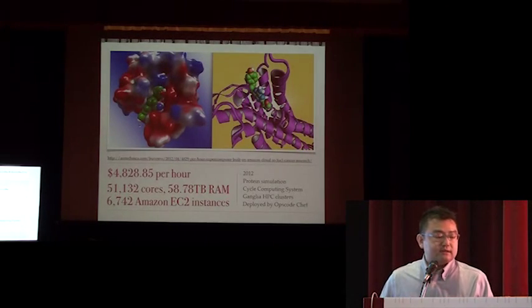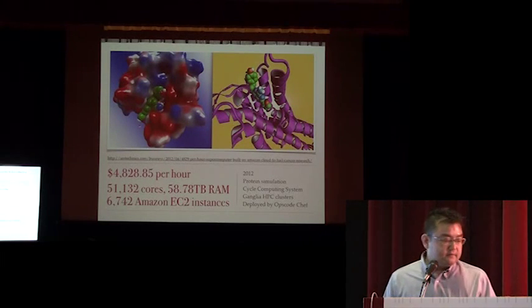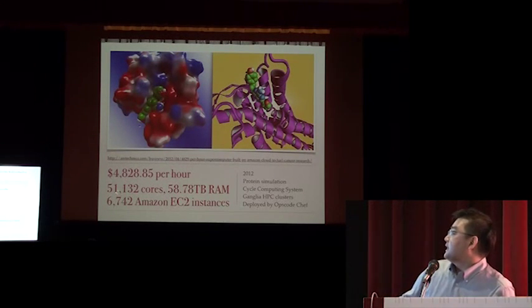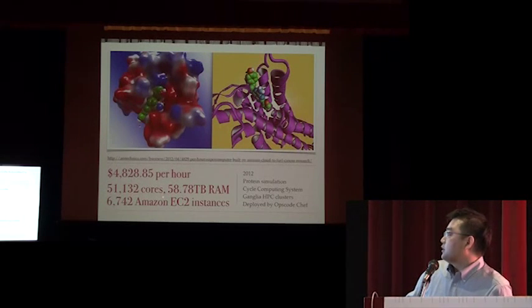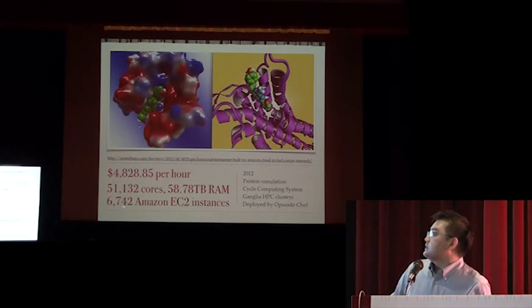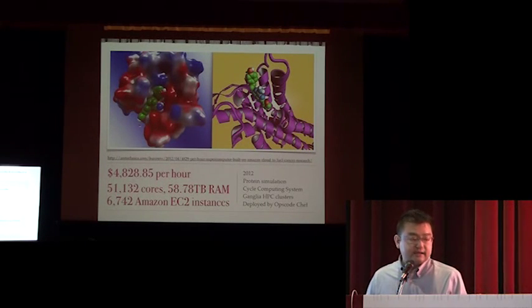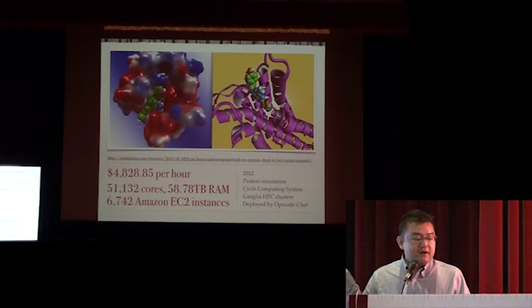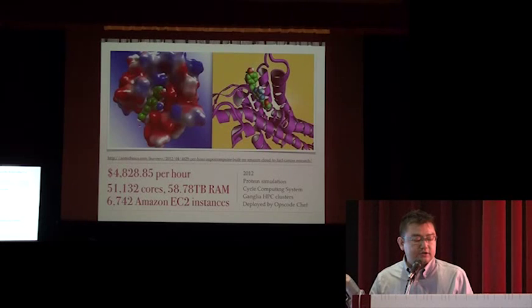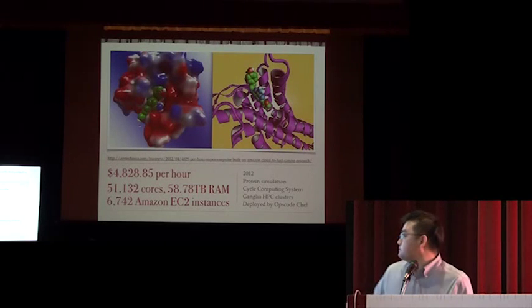Then there is a test on Amazon in 2012. It's a protein simulation executed by a cycle computing system. It used 500 cores of CPU and 58 terabytes of RAM, and they used 700 Amazon instances to run this test, and it just costs 4,800 per hour. I think it's very fair in this cost.